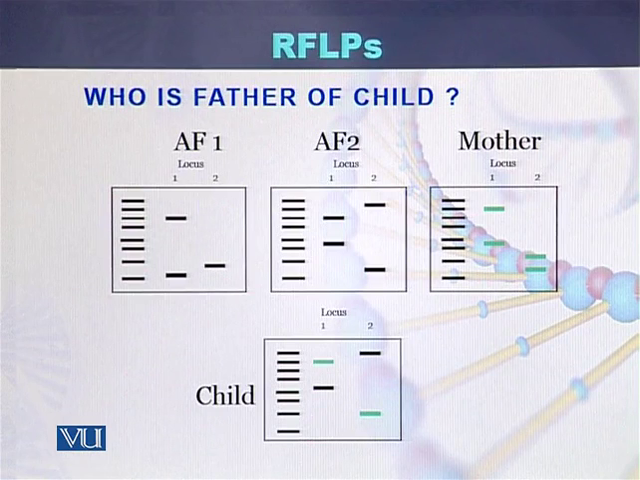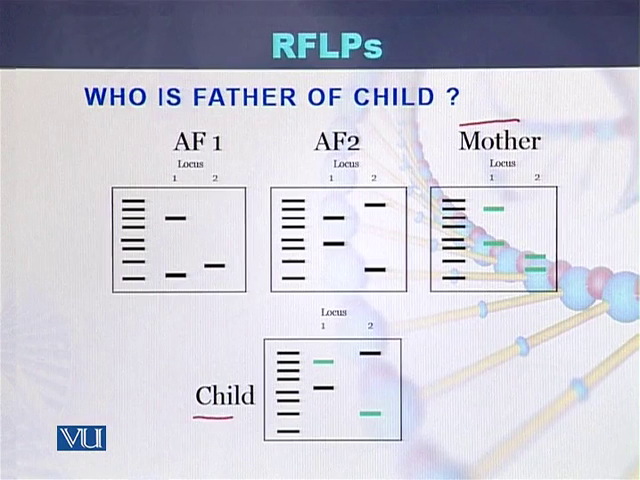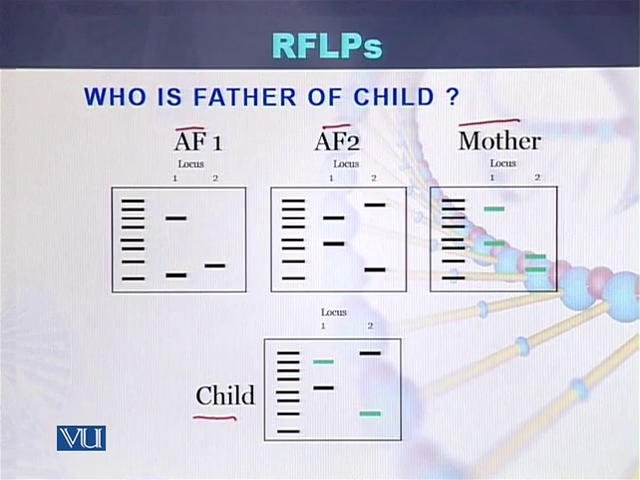Here we will try to identify that there is a mother, this is the child, and there are 2 individuals, AF1 and AF2. AF1 for father 1 and AF2 for father 2. We have to identify based on the alleles of the child who is the father of this child.